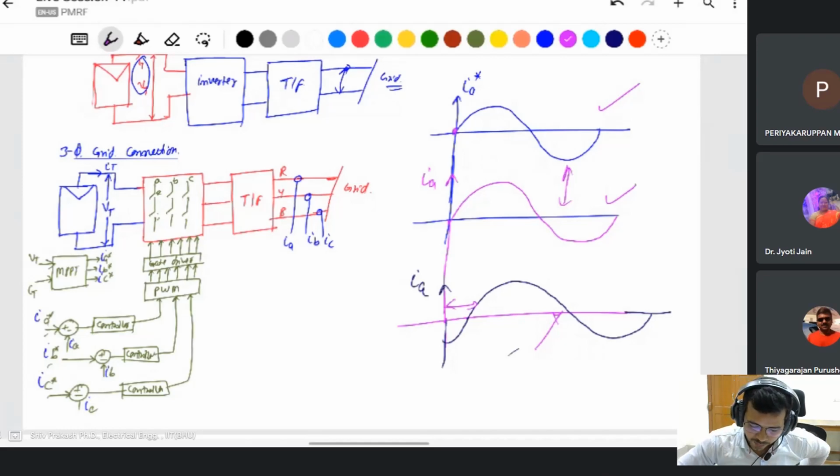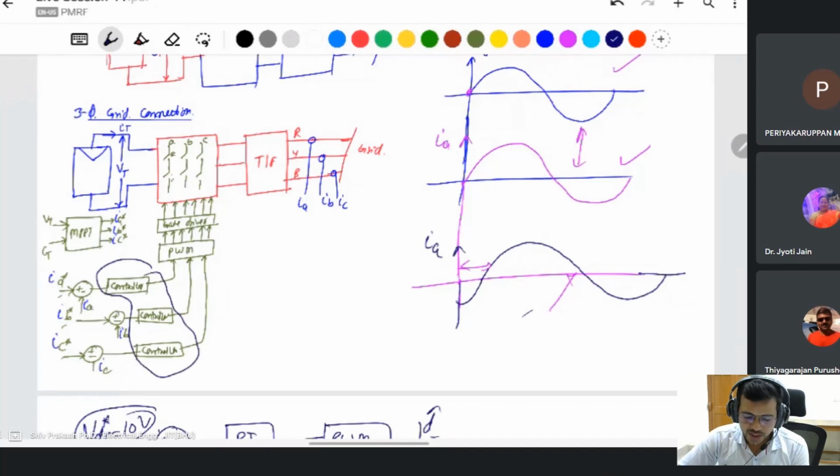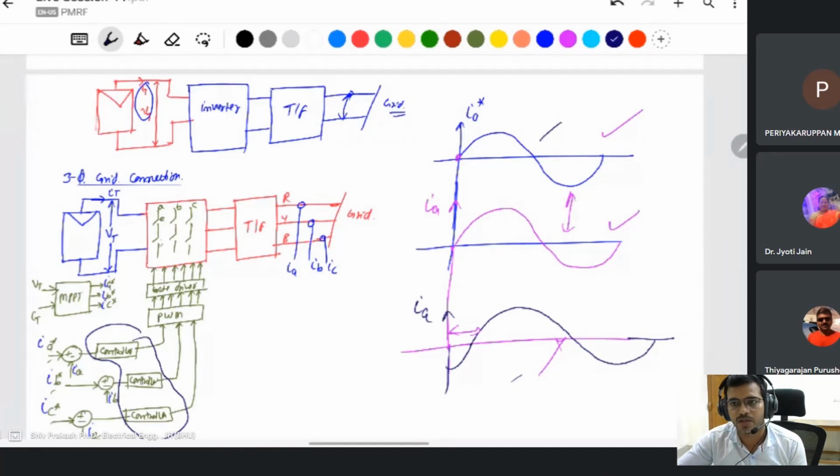Or in that system you use the same controller three times for a three phase system. You need three controllers for three phases, and at the same time it will work because you control all the signals. This is the phase A signal, at the same time there is a phase B signal and a phase C signal. That type of signal controlling is very difficult.